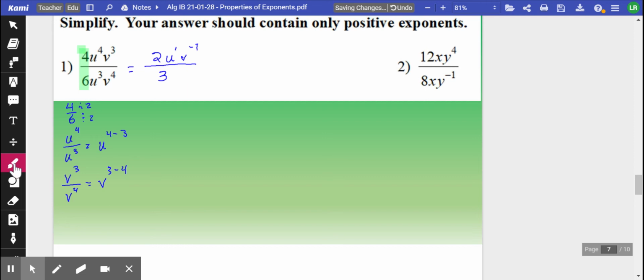I have one small issue here. This v has a negative 1, so I need to move the v's to the other part of the fraction. So my final answer would be 2u to the 1st over 3v to the 1st. And I would accept it this way; this is how they would write it in the book. If it's 1, they don't write the 1, but I would accept it with the 1s there. Okay, number two.